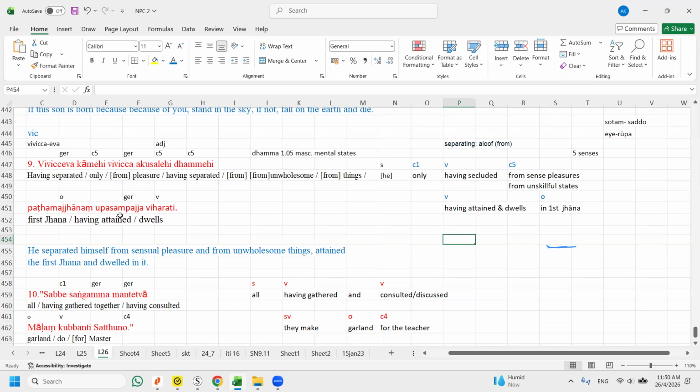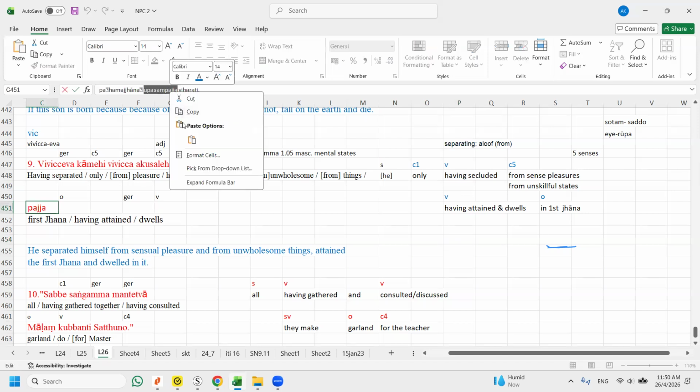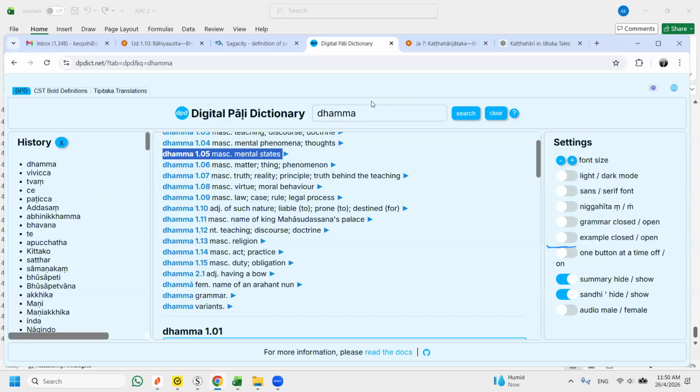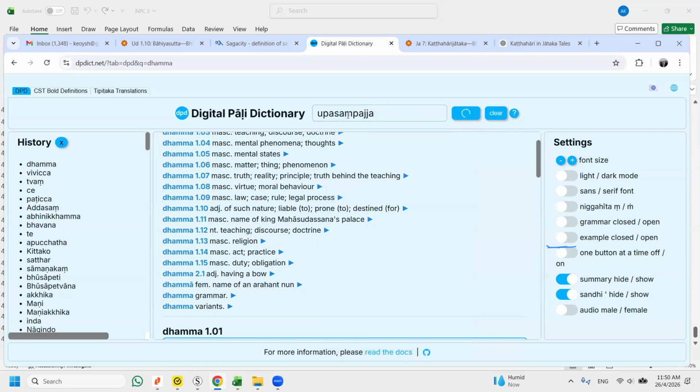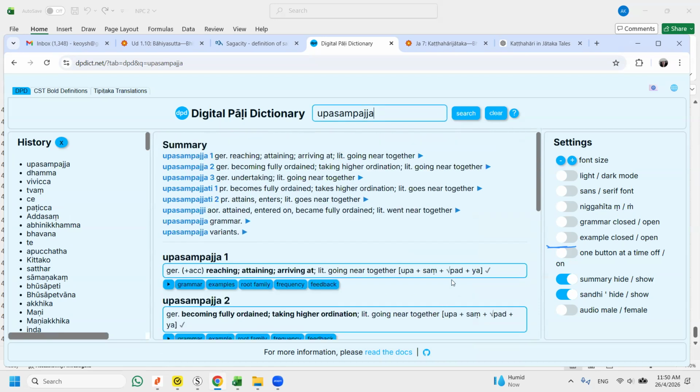Now the word upasampaja, this is another gerund. The gerund has to come first. So in this case, this is also a gerund. You look at the root, which is pad, P-A-D. It's part, attain. This means having attained. If you look at the word, it is upa, sam, pad, and ya. It means having arrived at, attaining, or reaching. So in this case, there are so many, so we take this one, attain, because if you take this one, it literally is something like that.